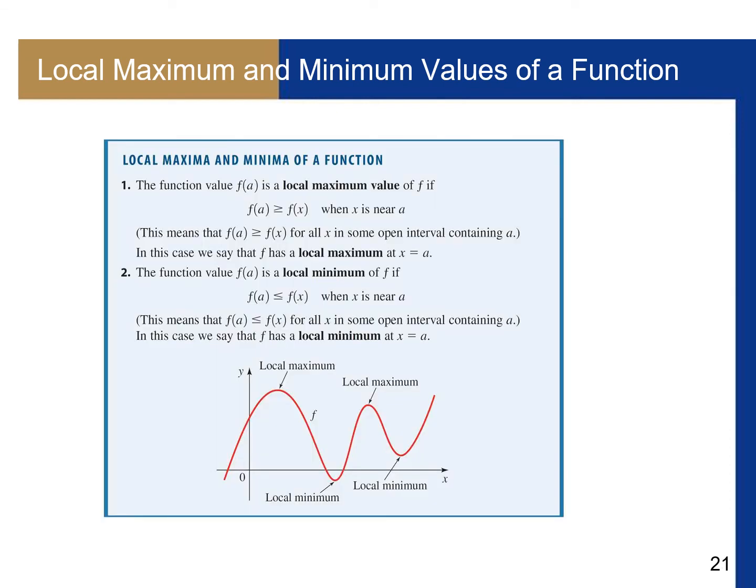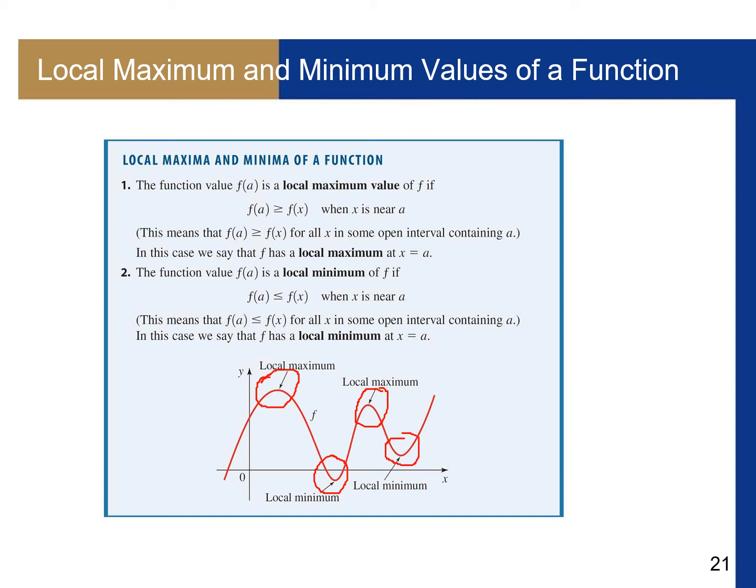So here we have around this area, what is the highest value? We would call that a local max. Around this area, what is the smallest value? Call that a local minimum. Around this area, what's the highest value? That will be your local max. And around this area, what is the lowest value? Would be your local minimum.